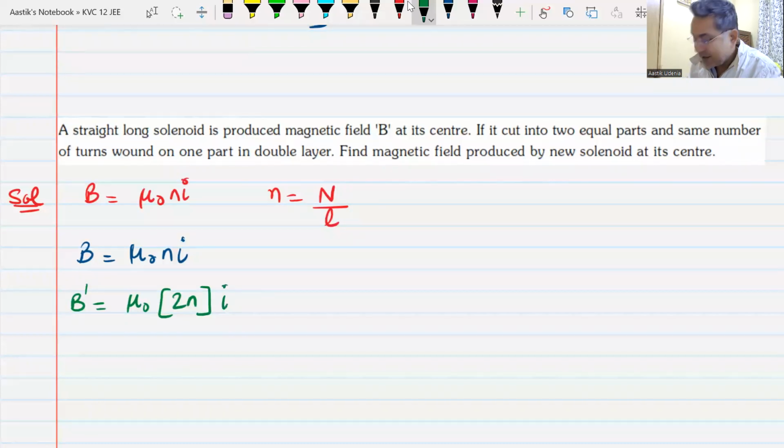Yes, sir. Double, sir. So that is the answer, sir. Magnetic field will be double, sir. Nothing else, sir. Do we understand this, sir? Or has it gone above our head?